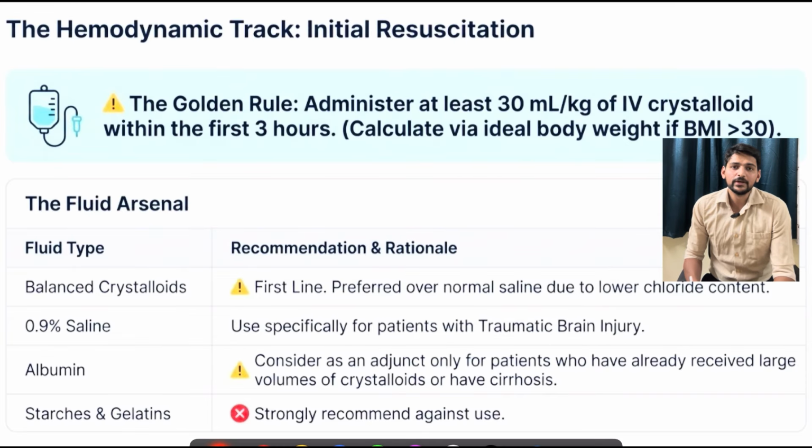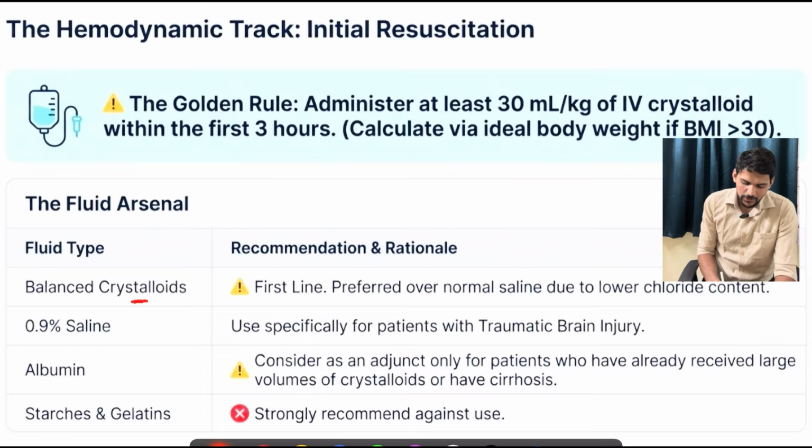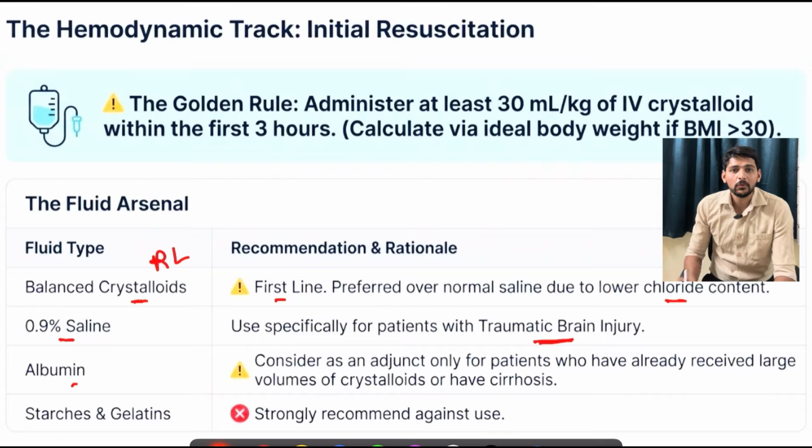Then comes the confusion of which fluid to utilize. Remember, balanced crystalloids, for example Ringer lactate, should be the first line agent, because we can avoid hyperchloremia. Otherwise, in some conditions such as traumatic brain injury, utilize 0.9% saline. What about albumin? Whenever the requirement of fluid is excessive for any particular individual, in that case we can choose albumin as well, so that it will hold the fluid in the intravascular compartment.